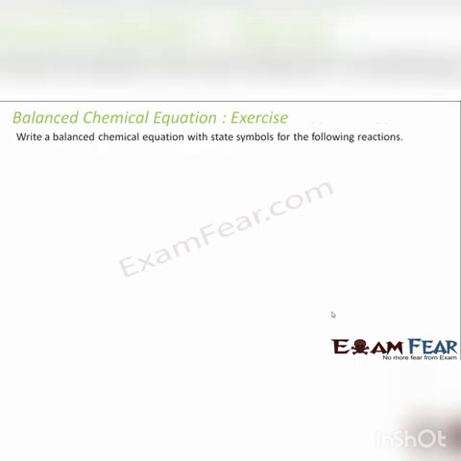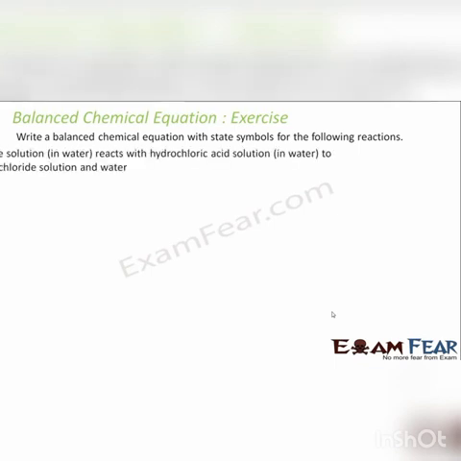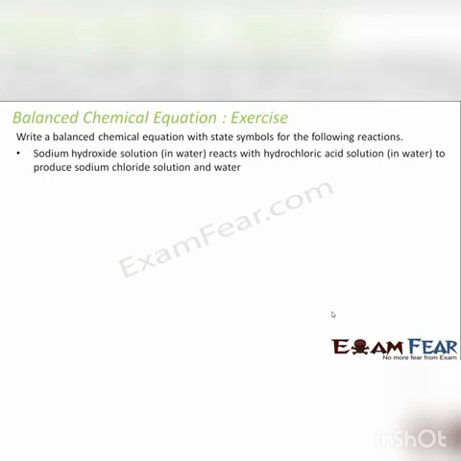Let's take one more example. Write a balanced chemical equation with state symbols for the following. Here we have to get the state symbol also. Sodium hydroxide in water, that is NaOH in water, reacts with hydrochloric acid, that is HCl, a liquid, to give sodium chloride solution. Sodium chloride solution is nothing but an aqueous solution in water, plus water. Correct? So this is my equation.